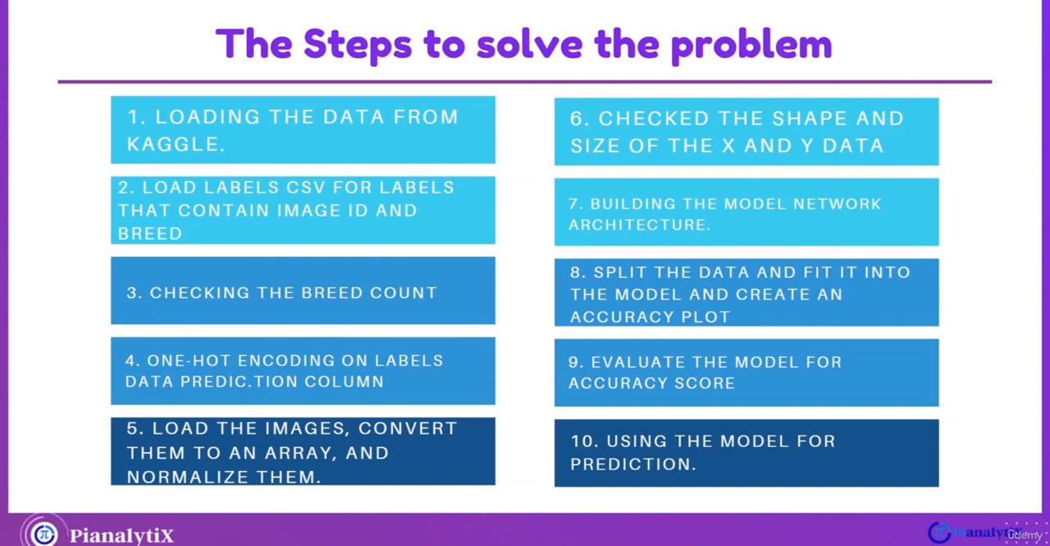We'll check those breed counts. After that, we'll perform one-hot encodings on the label of the data prediction column. We'll load the images, convert them to an array and normalize them. Then we will check the shape and size of the X and Y data and build our network architecture after that. After building the network architecture, we'll split the data and fit it into the model to create an accuracy plot. We'll evaluate the model for accuracy score and finally we'll use this model for prediction.